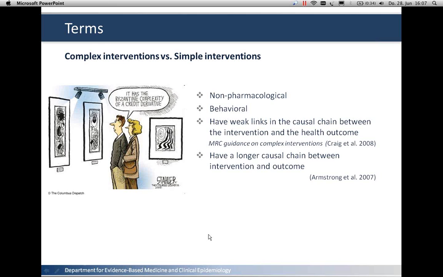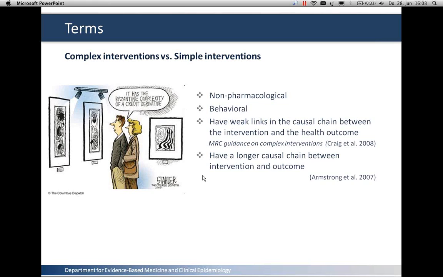The second term, which I think everybody has already thought about, is complex interventions versus simple interventions. I think it's obvious that health promotion interventions are complex interventions. From the Medical Research Council guidance on complex interventions, I brought three characteristics: they are non-pharmacological, they are behavioral, and they have weak links in the causal chain between the intervention and the health outcome. And I add another characteristic from Armstrong: they have longer causal chains between intervention and outcome.